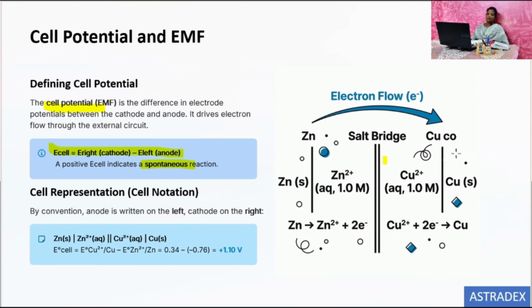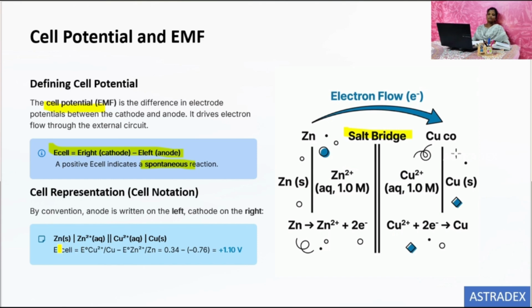The center, the double vertical line is given, that means it represents the salt bridge. And outside they have given the arrow, that doesn't matter. And here one vertical line is present, that vertical line means the boundary between the metal and the metal solution. And here again a metal and a metal solution. Okay, so here I am going to write the cell representation. So cell notation we can say, by convention we said just now, anode is taken on the left, cathode is taken on the right. Okay, anode is on the left, cathode on the right.